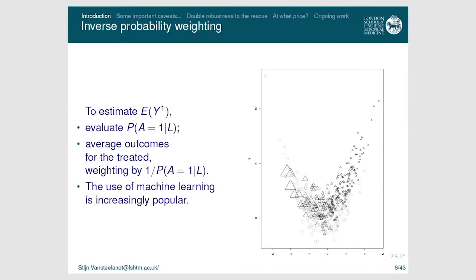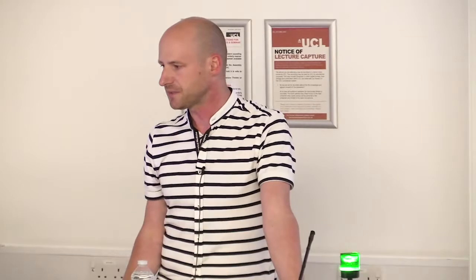Inverse weighting works differently. So to estimate, again, the average outcome if everyone was treated, we could also evaluate the chance of being treated and how that depends on the covariate data, which are here on the x-axis, because most people are treated. Most treated people are sitting on the right, so we would have large probabilities on the right, but small ones on the left. And so what we do is we average the outcomes for the treated people, giving weights 1 over this probability.